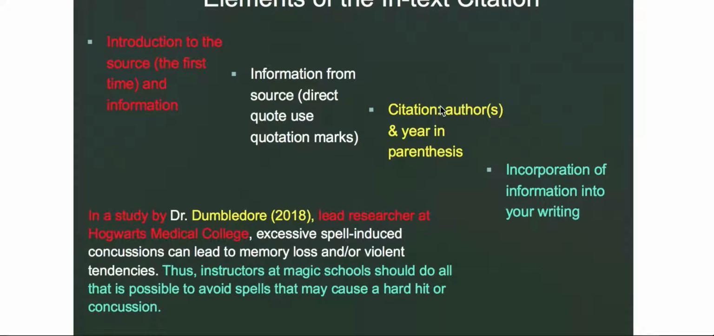Dumbledore, 2018, so there's my citation, and you want to keep the year close to the author as much as possible. So, in a study by Dr. Dumbledore, 2018, lead researcher at Hogwarts Medical College, so now I know who he is, excessive spell-induced concussions can lead to memory loss and/or violent tendencies. Thus, instructors at magic schools should do all that is possible to avoid spells that may cause a hard hit or concussion. So, I've got my paraphrase, and I've got further explanation. I've built it into my writing.